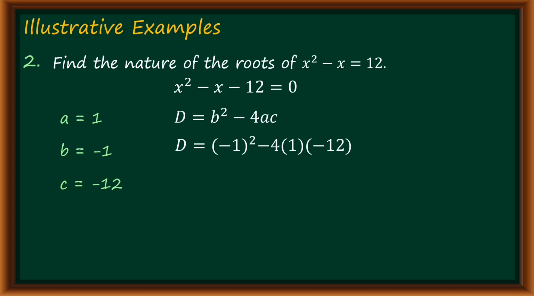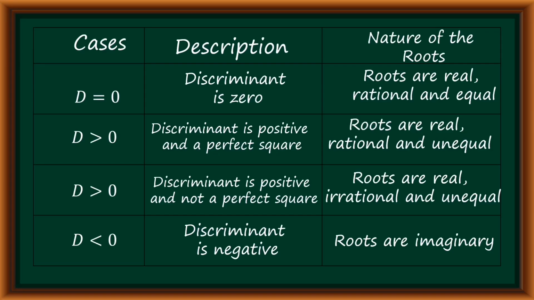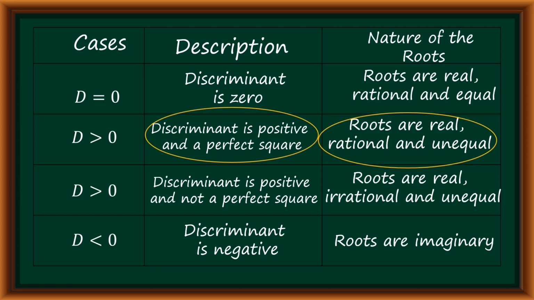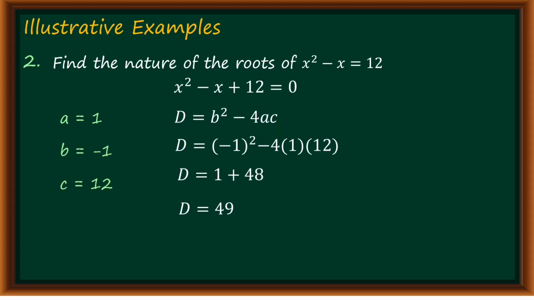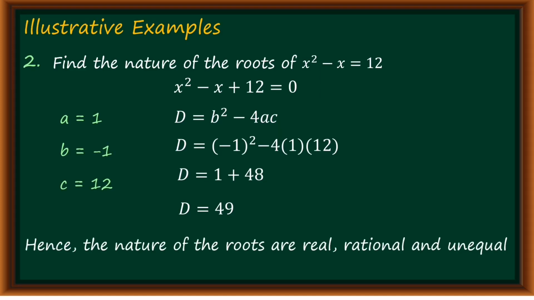Quantity negative 1 squared is equal to 1. Negative 4 times 1 times negative 12 is equal to positive 48. So that is 1 plus 48, which is equal to 49. So our discriminant is equal to 49. In the table of discriminant, 49 is positive and a perfect square. Therefore, the nature of the roots are real, rational, and unequal. Hence, the nature of the roots are real, rational, and unequal.